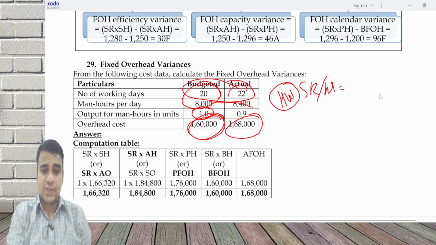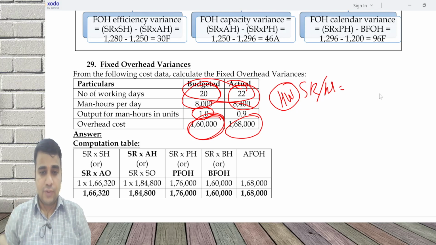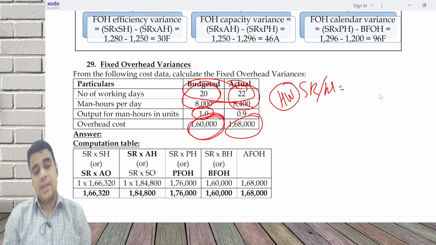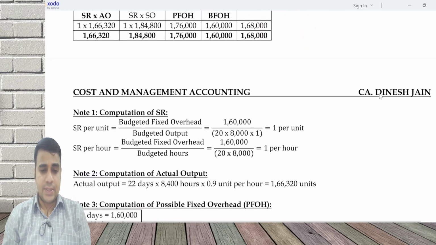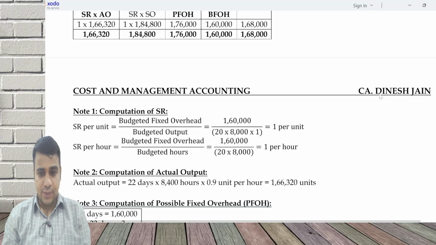Actual hours is 22 into 8,400. Actual output is 22 into 8,400 into 0.9. So you get the actual output, you get the actual hours, get the PFOH, and then complete it. Any doubts on this question? Anybody has any doubts on this question?